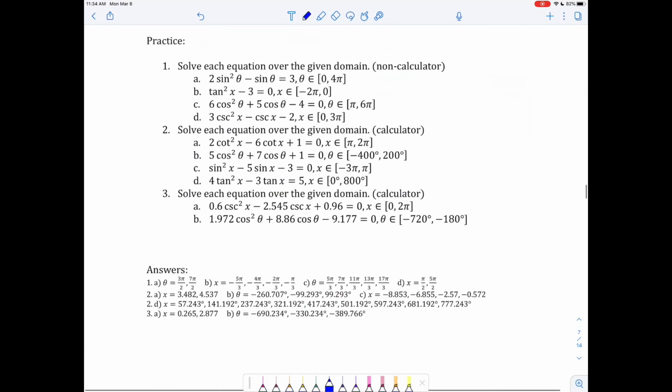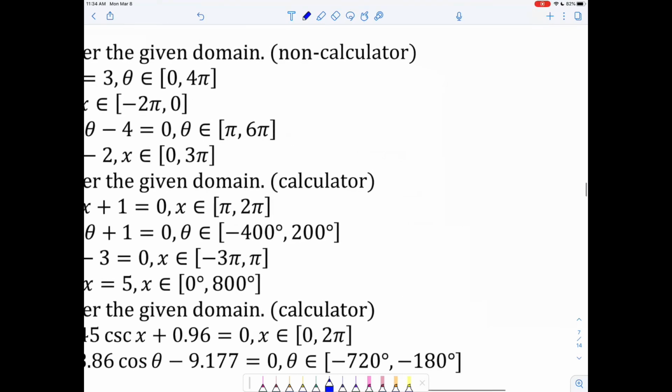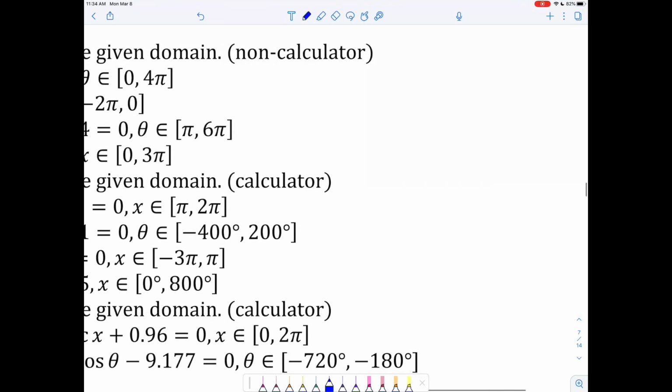There is some practice work. Wow! A lot of stuff to play with. It does indicate whether it's a calculator or non-calculator question. So do give that a look-see with your eyeballs.